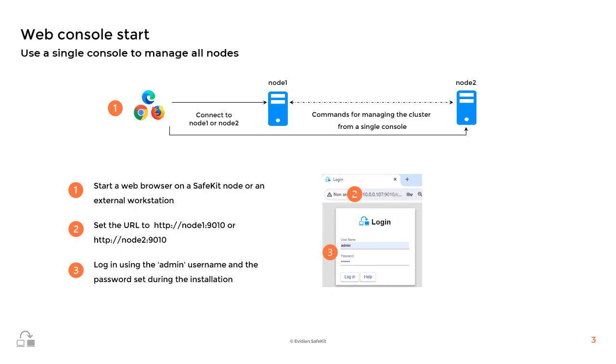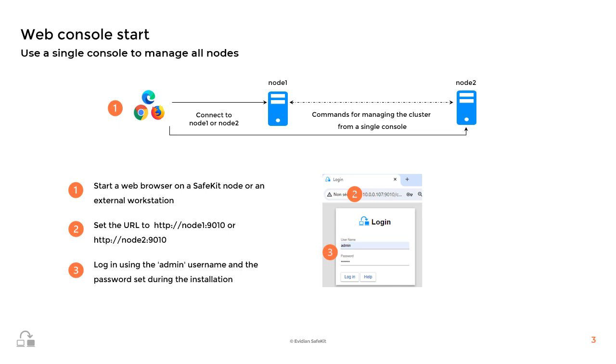You can use a single console to manage all SafeKit nodes, whether it's Node 1 or Node 2, and thus configure and monitor the cluster globally. Moreover, the console can run on Node 1, Node 2, or an external workstation. To connect to the nodes, follow these steps.